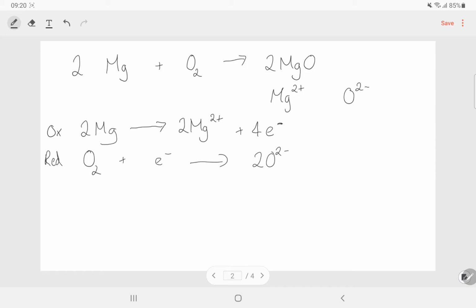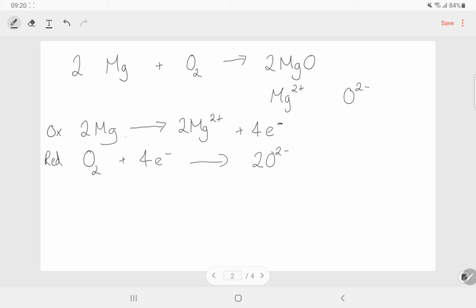They have gained the electrons. Now, 2 O2- means there are 4 electrons here, so we would have to put 4e- over here. And that means our equation is correct because we've got 4 electrons coming off of our magnesium and 4 electrons going onto our oxygen. So there's the same amount of electrons, so our reaction must be balanced, it must work.